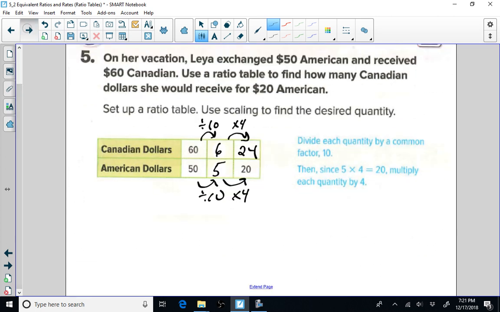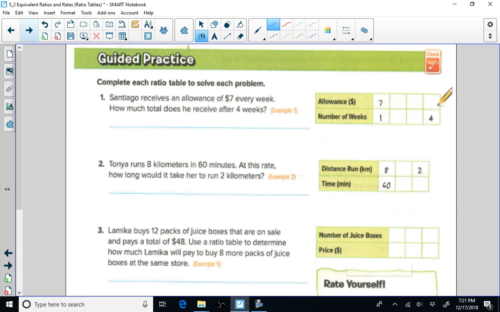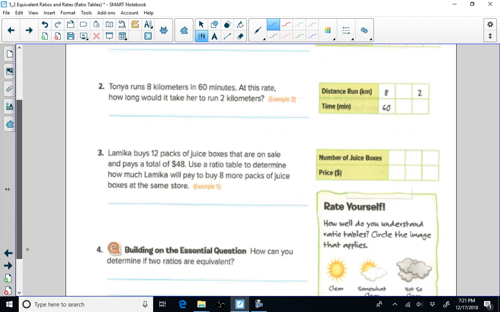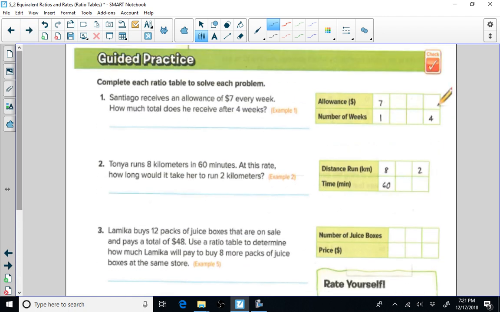Next problem. You have some guided practice problems here where you could take a look and practice these ratio tables on your own. I can't go from, actually, I can go from 1 to 4. If he earns $7 a week, how much does he receive in 4 weeks? Well, I can go from 1 to 4 here. Although I think they want us to go from 2 to 3.